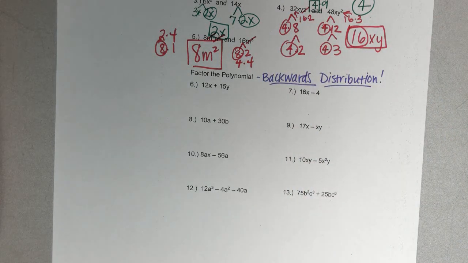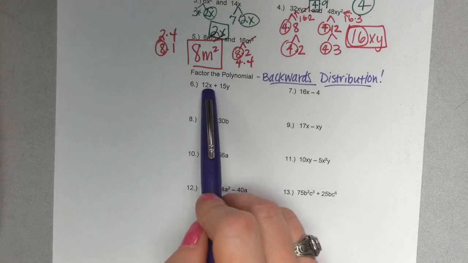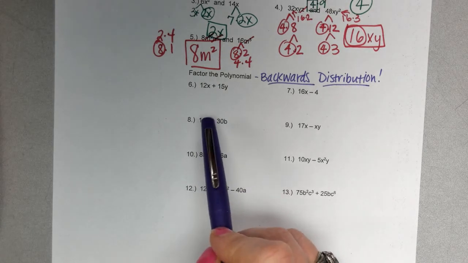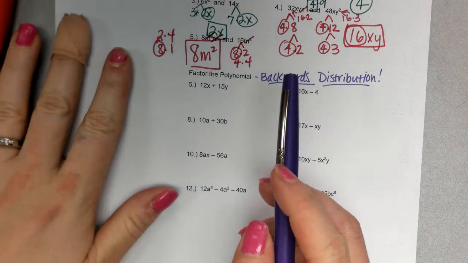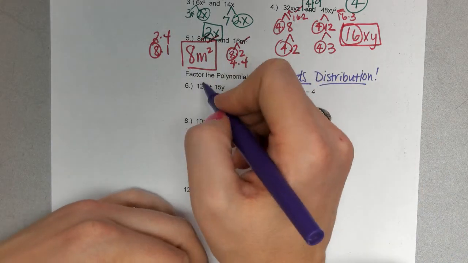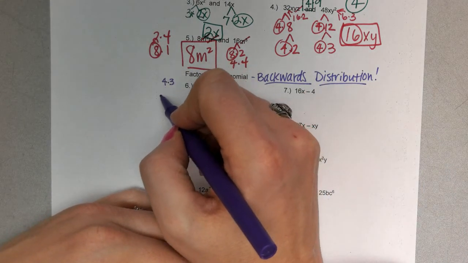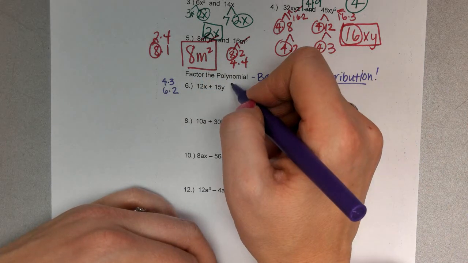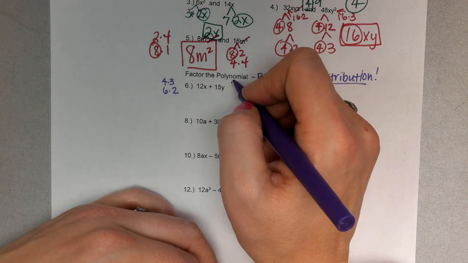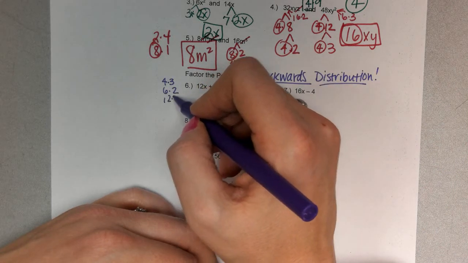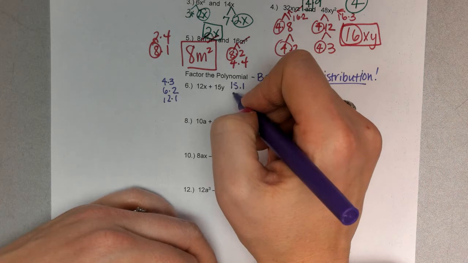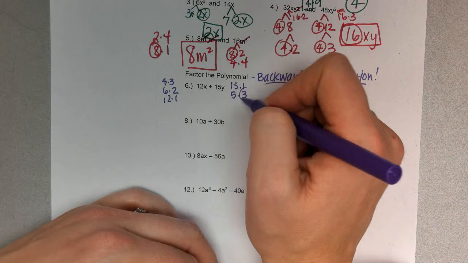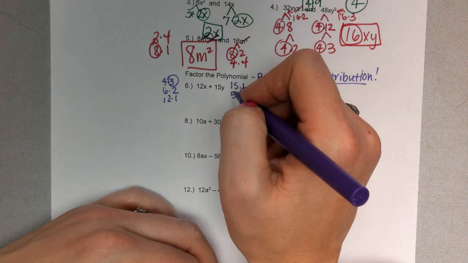So, let's see. What do you think the greatest common factor that they both have in common is? 12 and 15. So, let's see. 12 can be made out of 4 and 3 or 6 and 2. And 15 is made out of 15 and 1, 5 and 3, right? So what's our greatest common factor here? It's the 3. So we're going to pull out a 3.